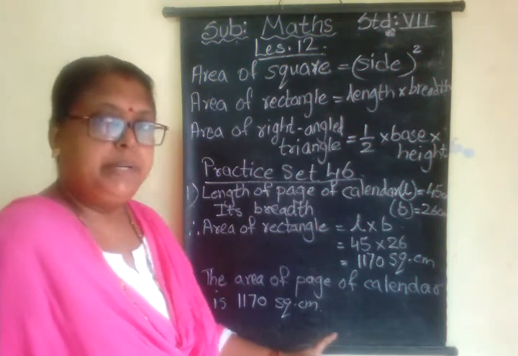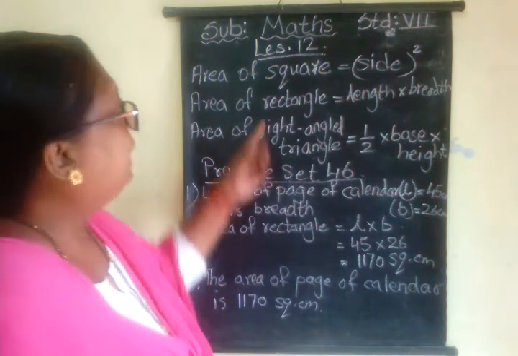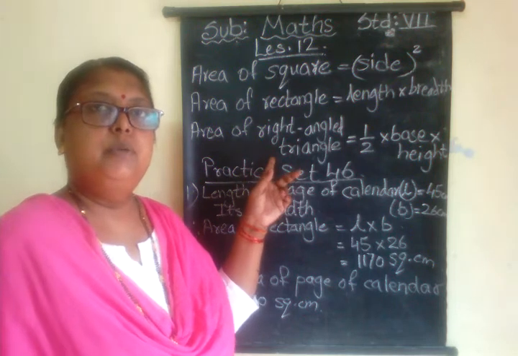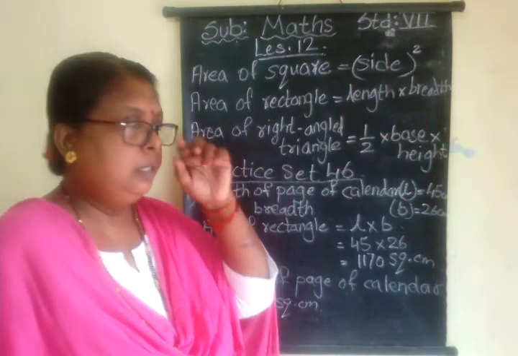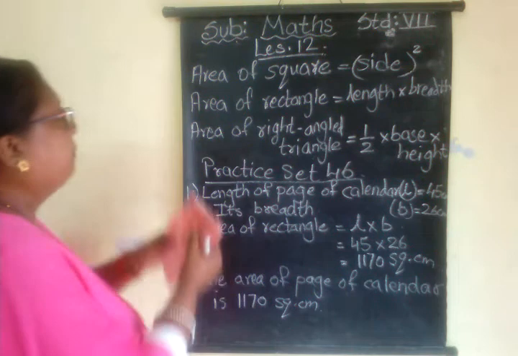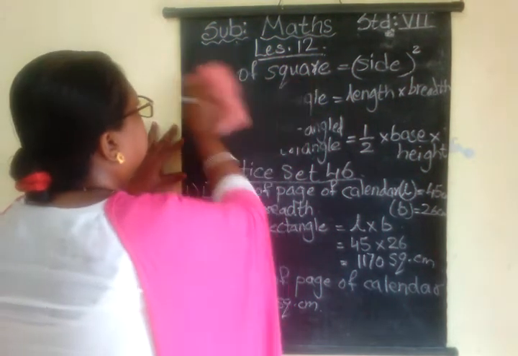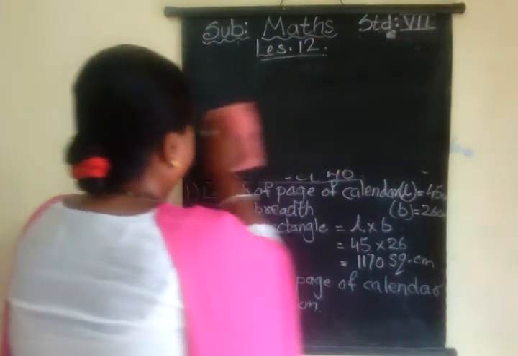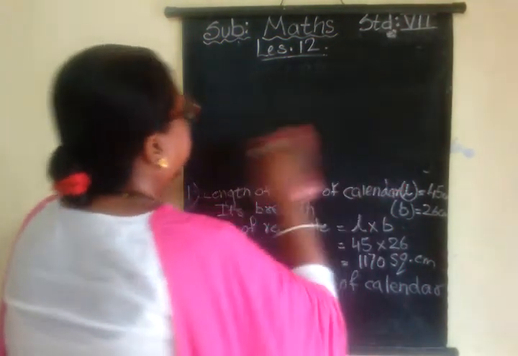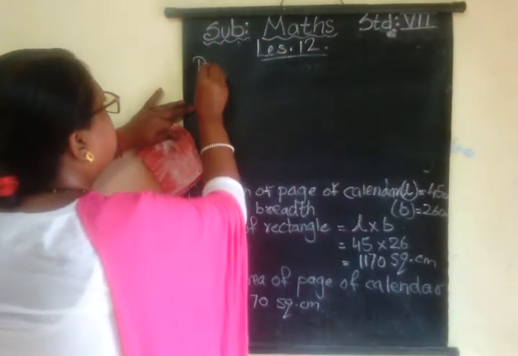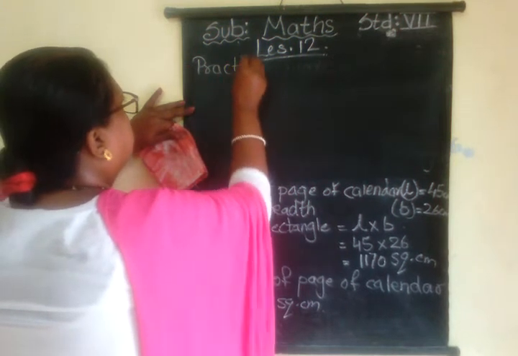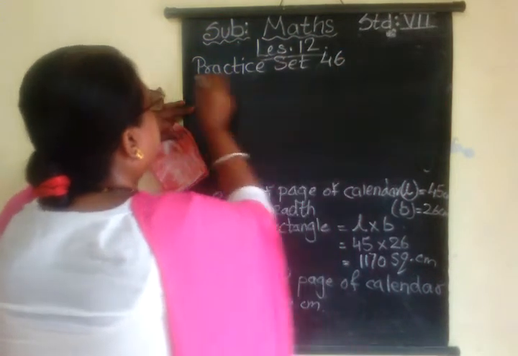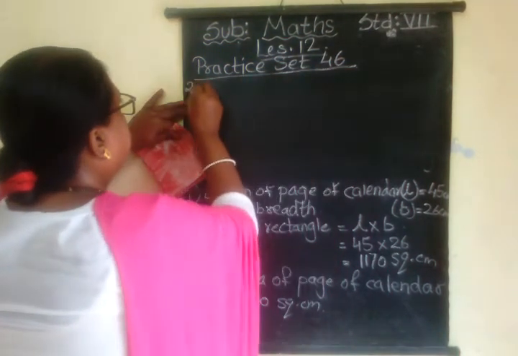So first sum completed children, very simple, and these three formulas you have to write and keep somewhere in your book and learn it. Okay. Now we'll move on to second sum. I'll write practice set 46 here. Second sum.